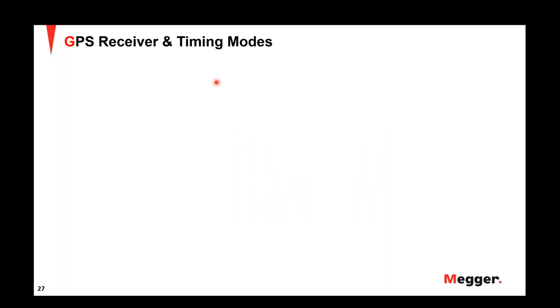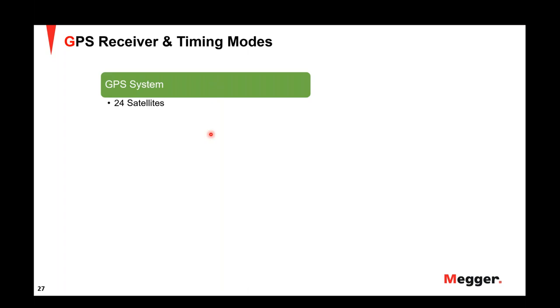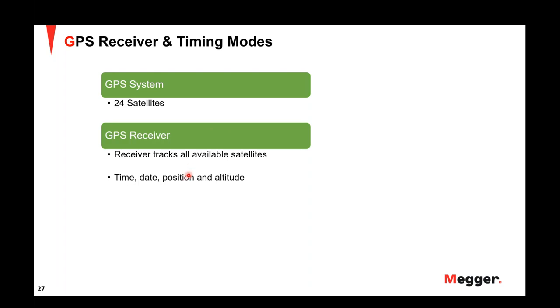Since we've been talking about end-to-end testing and the importance of synchronization, I would like to speak a little bit about the GPS receiver, the timing modes, and the time signals. The GPS system consists of 24 operational satellites, right? And at least four satellites are in view at all times from all places on the Earth. The GPS receiver tracks all the available satellites, and based on your configuration of the receiver, it displays detailed information on the time, the date, position, and latitude. And this is the information that is used to provide accurate time signals by the receiver.